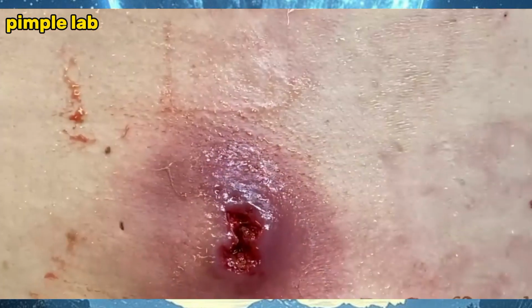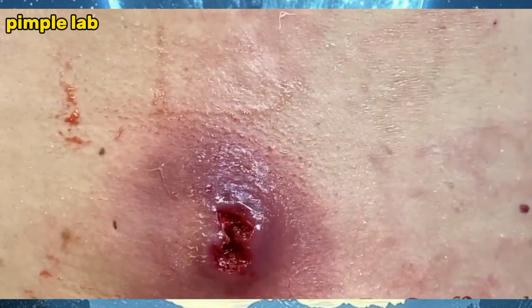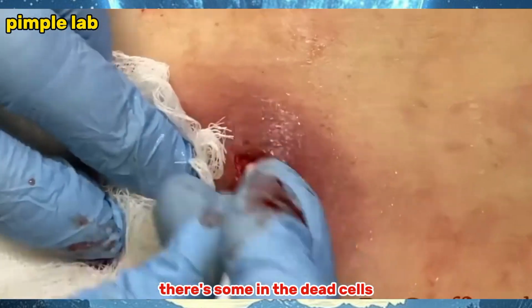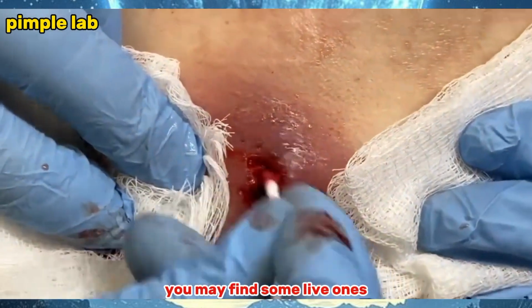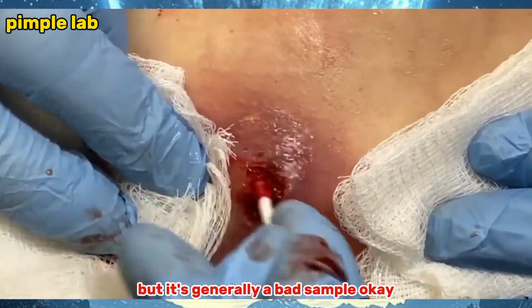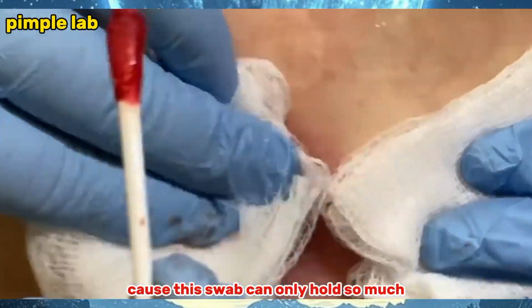Okay. Just grab some more 4x4s. There's some in dead cells. Oh, okay. And not that you can't, obviously, within those dead cells you may find some live ones, but it's generally a bad sample. Because this swab can only hold so much, and if you have just dead bacteria on it, it won't grow anything.